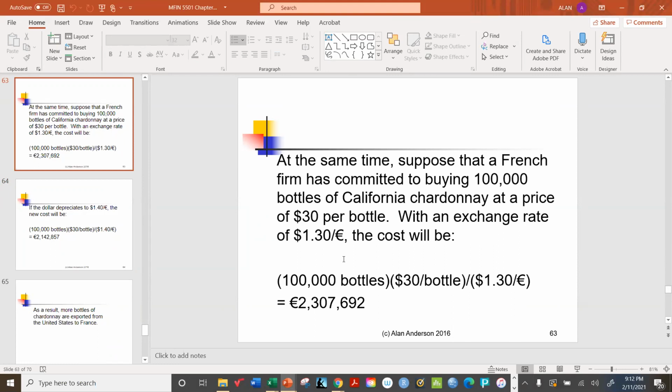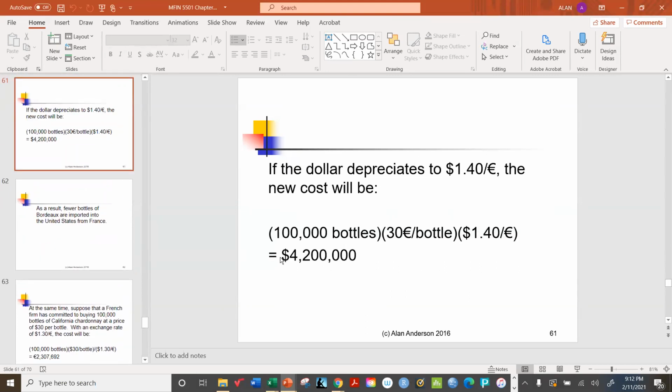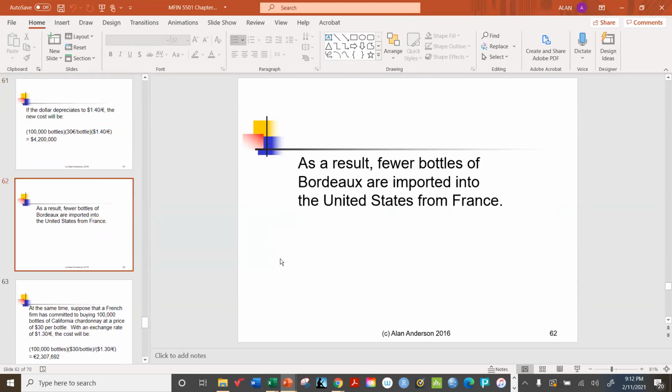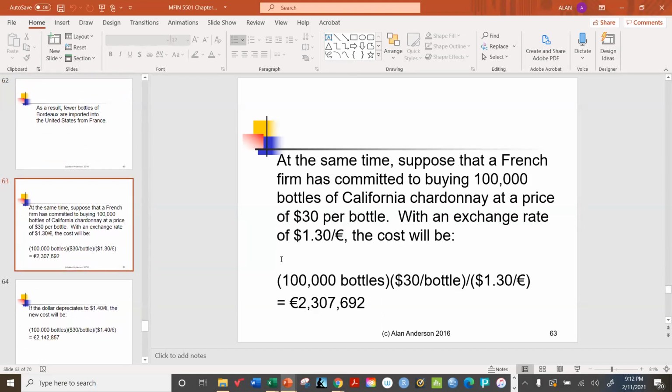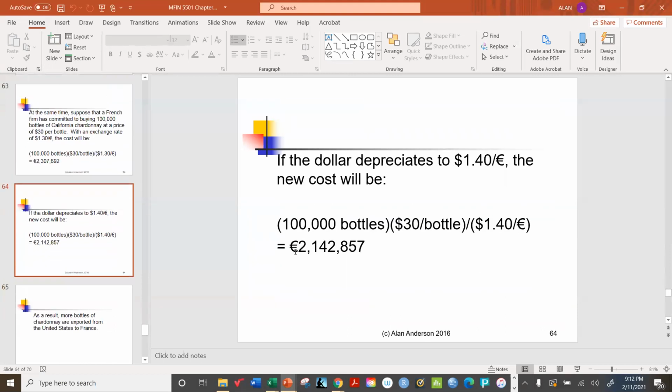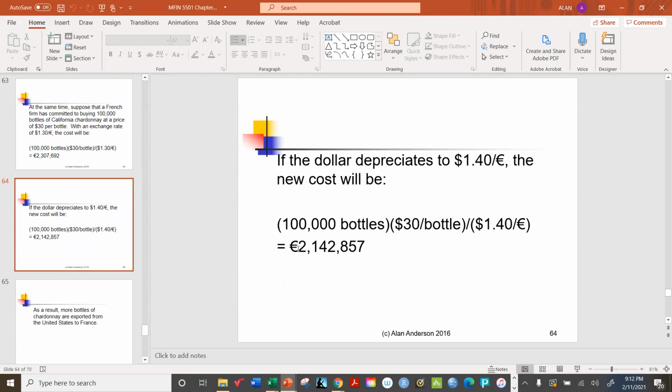So in other words, we're going to sell more Chardonnay in France because the dollar is weaker. We're going to buy less French Bordeaux. So our imports will fall, but our exports to France will go up because from their perspective, the Chardonnay is now cheaper. So the net effect is that our trade balance will improve because the dollar is weaker. And of course, the opposite will happen if the dollar gets stronger.